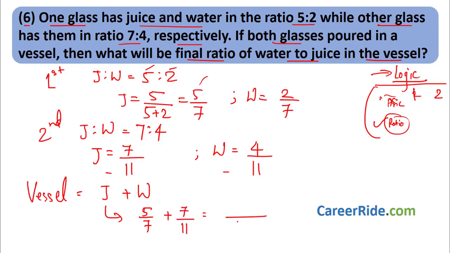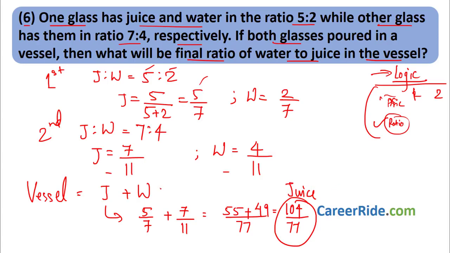What is that? 77. 7 into 11 is 77. 5 into 11 is 55. 7 into 7 is 49. What we will get? 55 plus 49 is 104 upon 77. This is the amount of juice, or the quantity of juice. This is not in liters or anything like that. It is just calculation of a ratio.